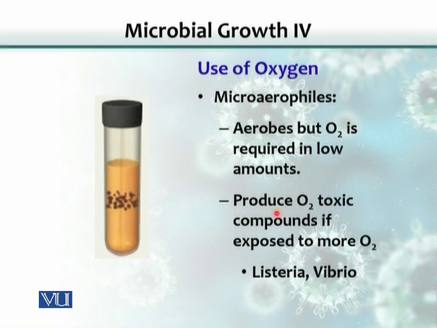In other words, when oxygen toxic substances are generated, they are generated more if these bacteria grow at the top. Those organisms cannot handle that many toxic substances from more oxygen. That is the reason they go a little down, where oxygen is not that prevalent. It is also important to know that they're not anaerobes. They do like oxygen, but in low concentration. Listeria and Vibrio are examples of bacteria that like low oxygen tension.